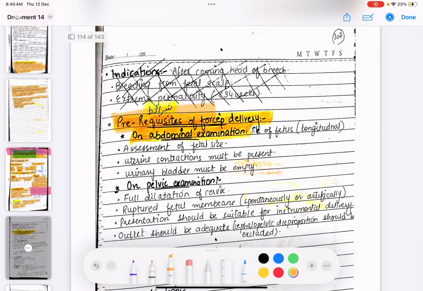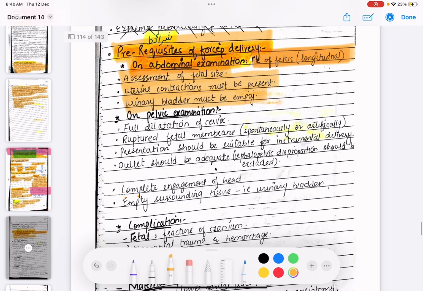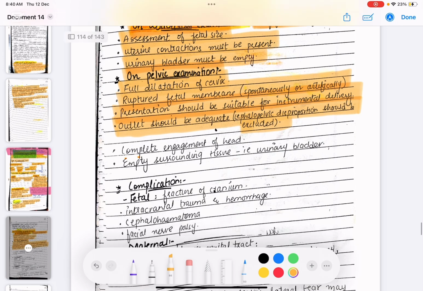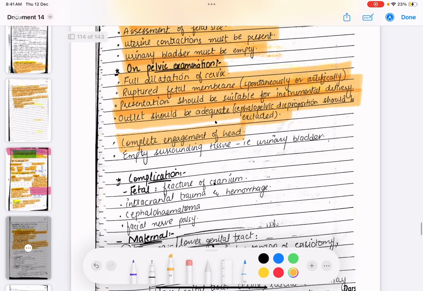Prerequisites for forceps deliveries. On abdominal examination, lie of the fetus longitudinal, assessment of the fetal size, uterine contraction must be present, and urinary bladder must be empty. On pelvic examination, full dilatation of the cervix, ruptured fetal membranes, that is spontaneously or artificially. Presentation should be suitable for instrumental delivery. Outlet should be adequate. Cephalopelvic disproportion should be excluded. Complete engagement of the head and empty surrounding tissue, that is urinary bladder.